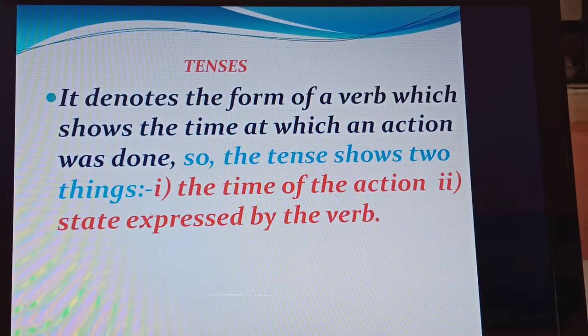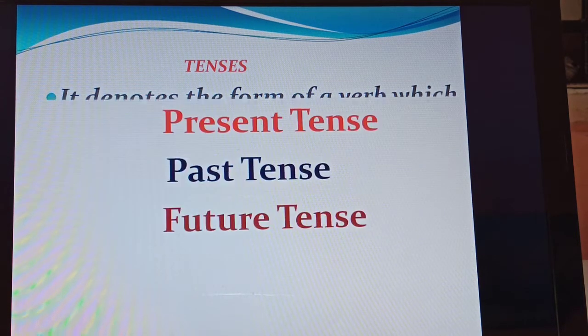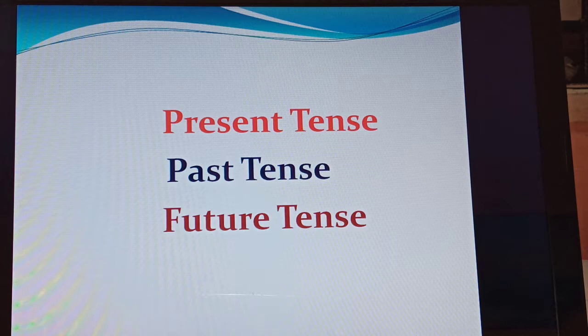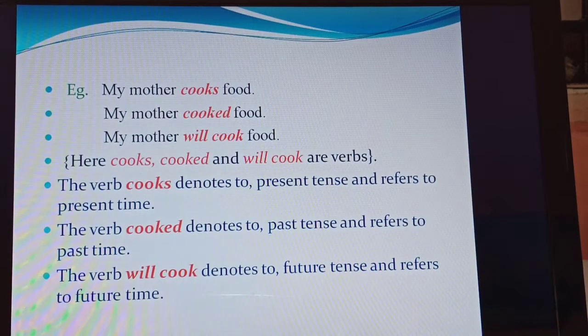In short, if anybody asks you what is tense, then you have to say that it shows time when the action was done, and therefore time and the action is very important to know in this tense when we learn the tenses. You know it already, the three tenses: present tense, past tense and the future tense.